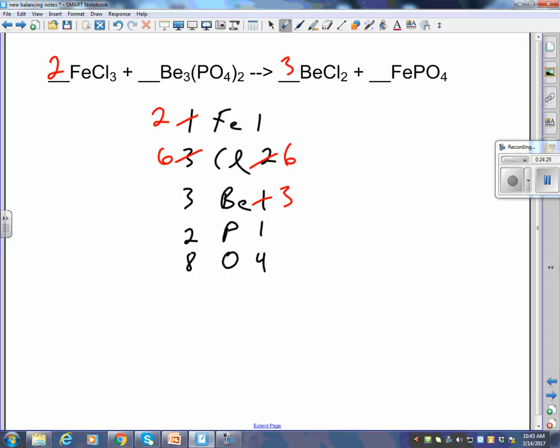Now what else? Clearly, I have to make the right-hand side bigger here, right? I need more P's and I need more O's. So I need 2 P's, so let's put a 2 there. That makes that 2. It makes my O's how many? 8, right? 2 O4. And it also makes 2 Fe's. Look at that.